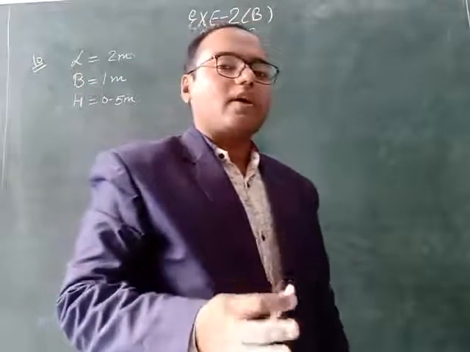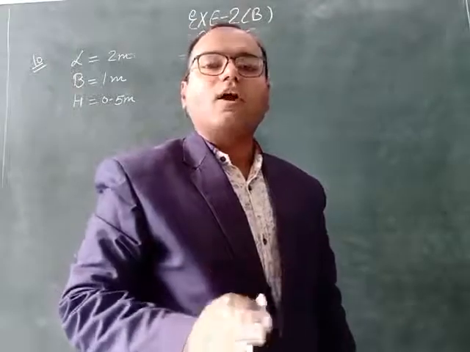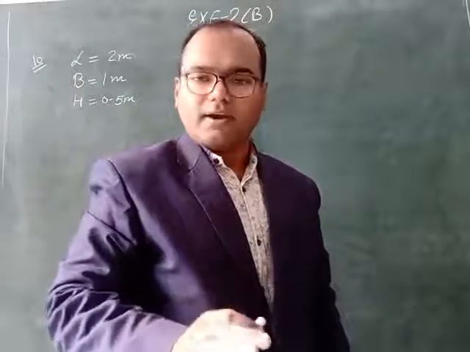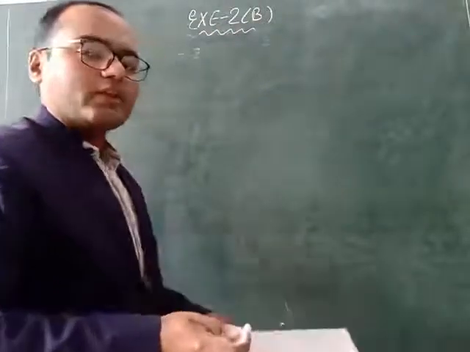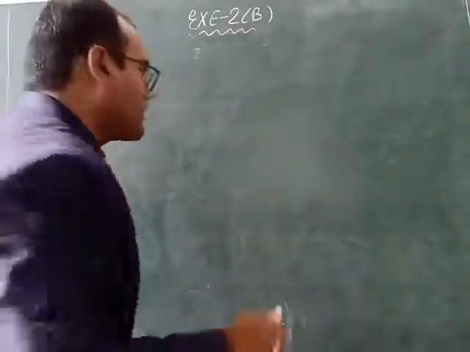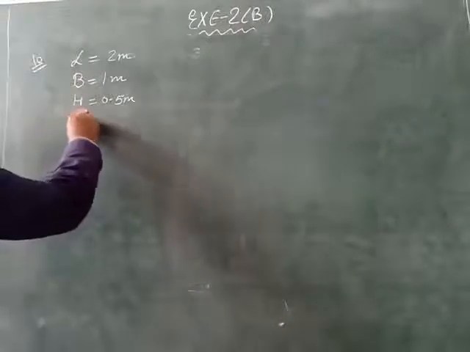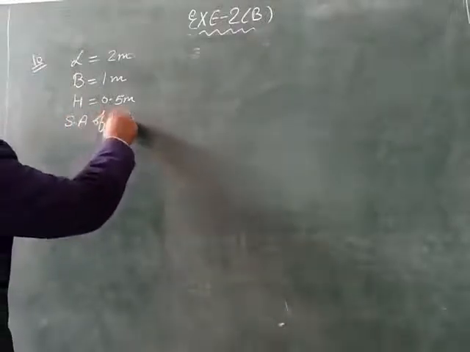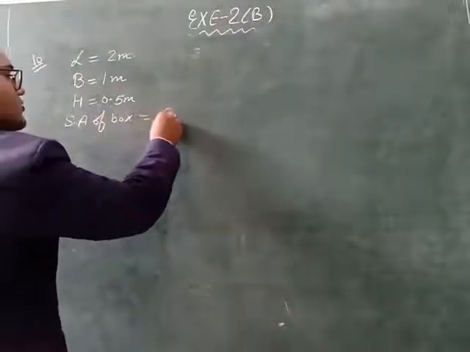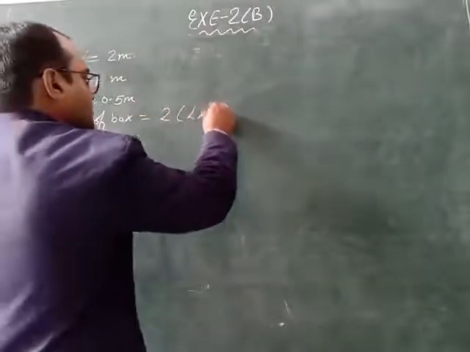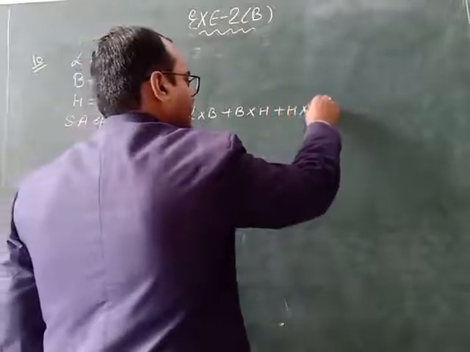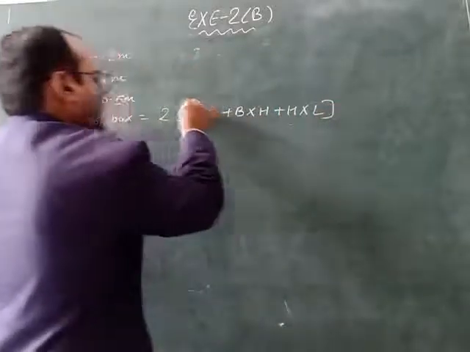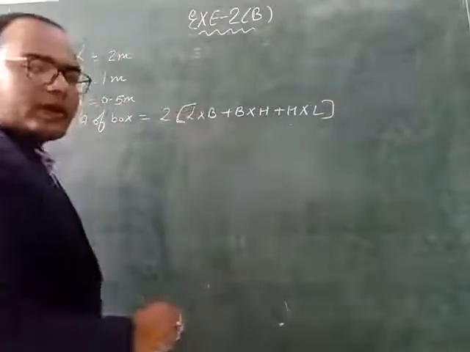So in order to find the cost, first of all we will find how much area we have to paint. So in order to find the area of the box we have to paint on the surface. So we have to find the surface area. So surface area of the box we will find. Formula for surface area is 2 bracket L into B plus B into H plus H into L. This is the formula to find the surface area of a cuboidal box.